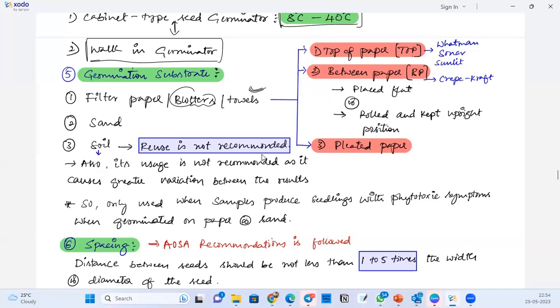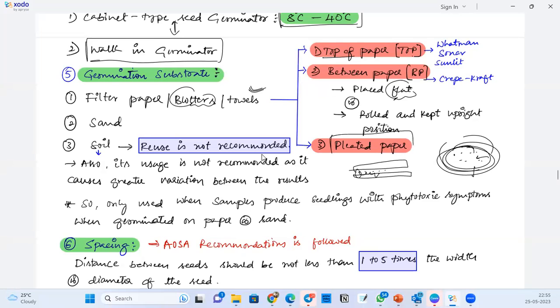Blotter papers or filter papers are again divided into top of the paper, where on the Petri plate, one or two layers of paper are set, above which the seeds are arranged, and this Petri plate is closed. This is watered and then closed, and this is how top of the paper works. And the between paper is where one sheet is spread and the seeds are kept on it, and above it another sheet is spread, and we will either roll it or place it flat. So this is the between paper.